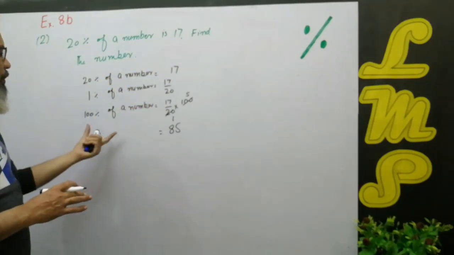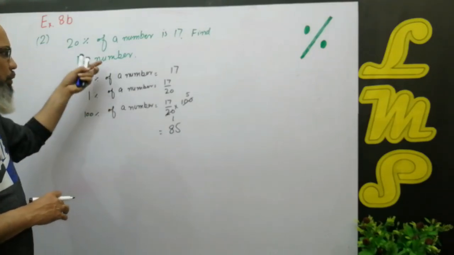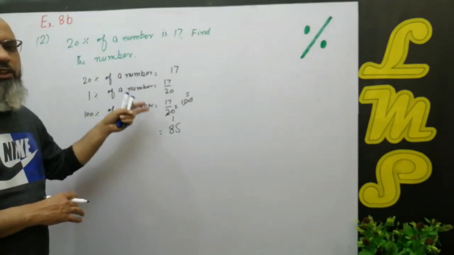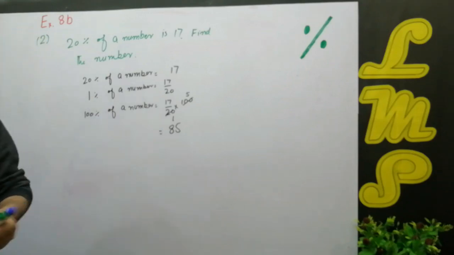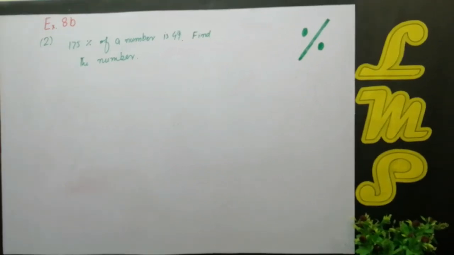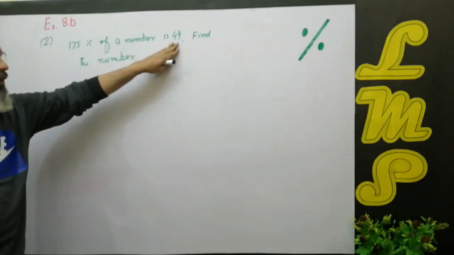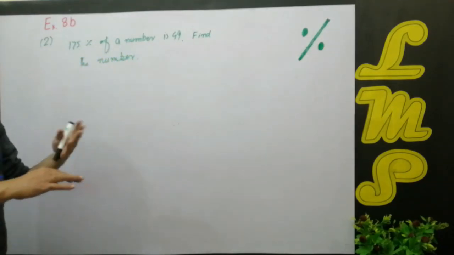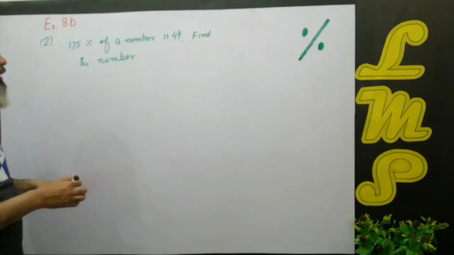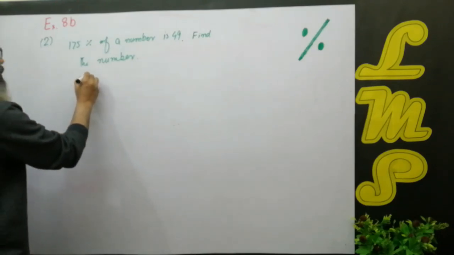So whenever we are going to find the original value, we will use the unitary method. That is much easier than other methods. So come to the next. We will practice some more questions of this method. The next question is almost similar to the previous question: 175% of a number is 49. Find the number. Again we have to find the original number. So a similar method we will use.